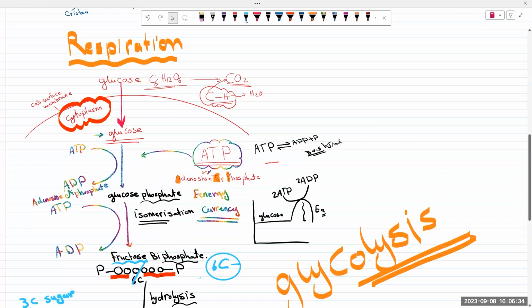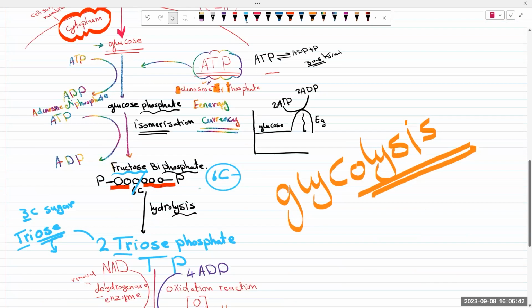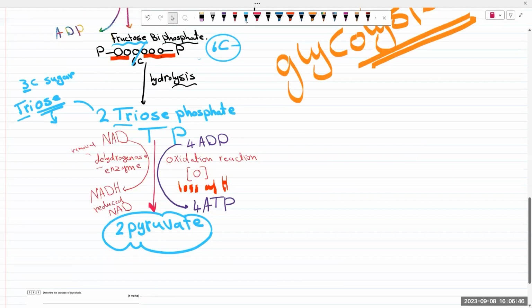Three main steps take place in that reaction. First, activation of glucose. Then hydrolysis, breaking down of the hexose into two triose. Last one is oxidation by removing of hydrogen. By the way, this step needs NAD to give reduced NAD.